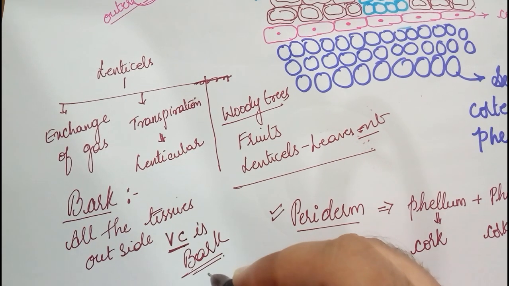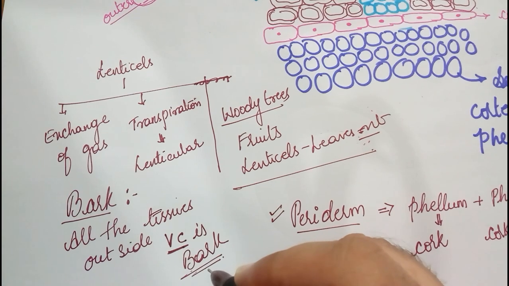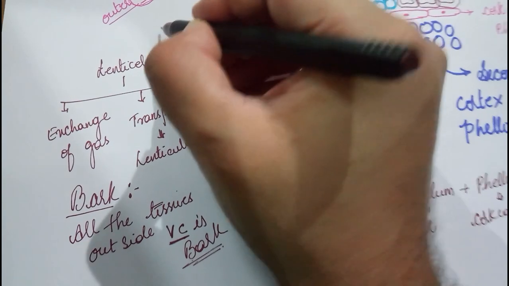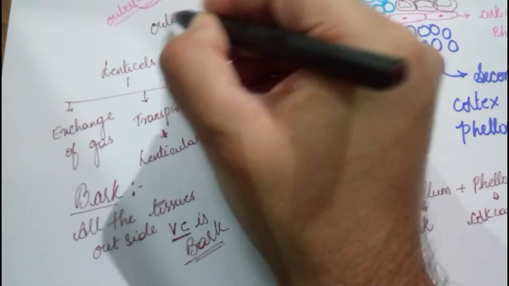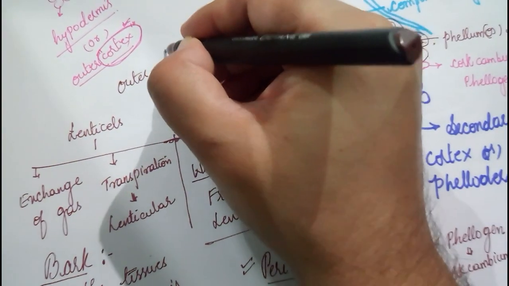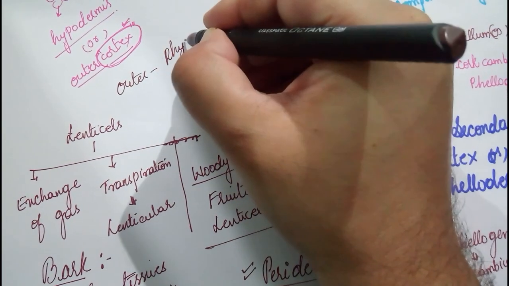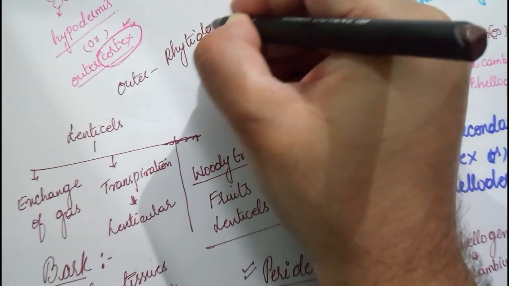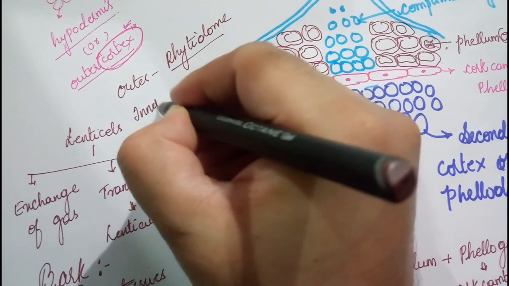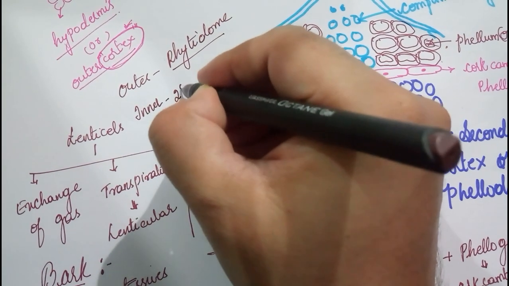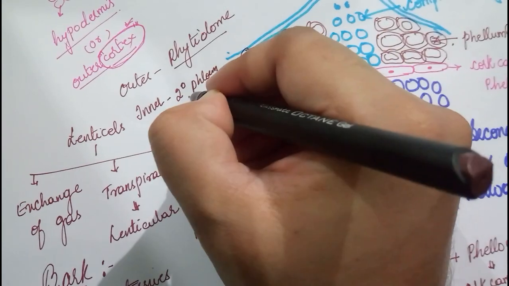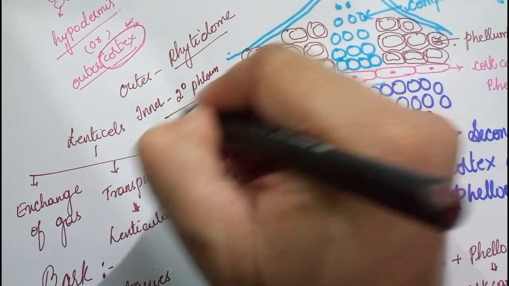Now again there is the outer bark and the inner bark also. Outer bark is called the rhytidome. The inner bark, or inner layer of the bark, is composed of the secondary phloem.